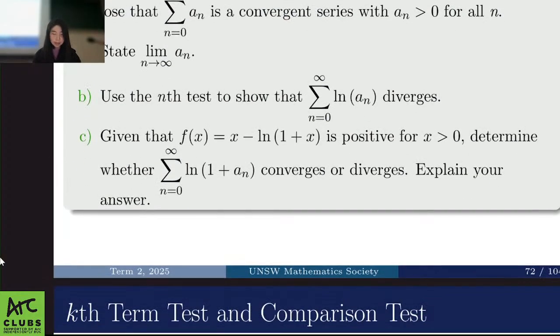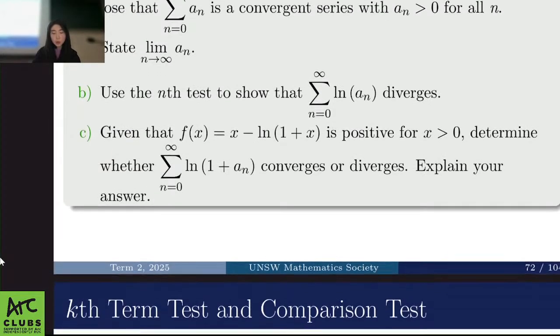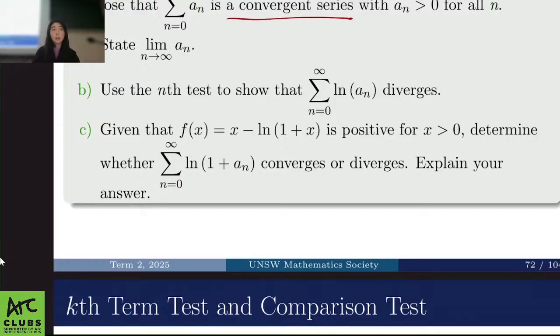Okay, so let's apply this in a question. Suppose that the series from n equals 0 to infinity of an is a convergent series, with each term being greater than 0 for all n. First of all, let's find the limit of an as n approaches infinity. Because we're told that it's a convergent series, we know that the limit must be 0. The last term must always approach 0.